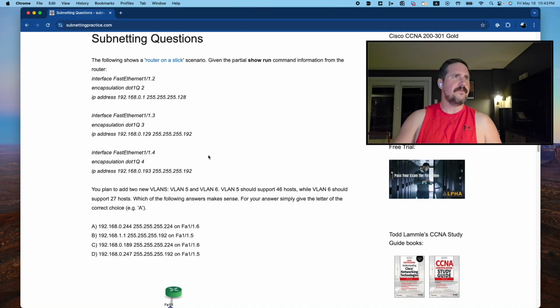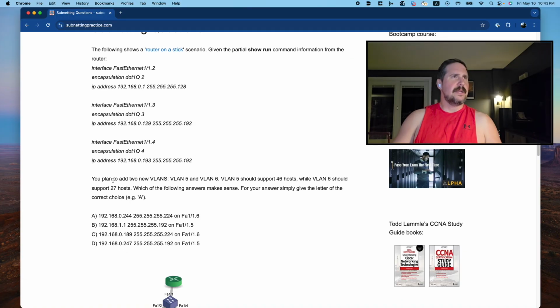Okay, and then the following is a third one, 1.4. You plan to add two new VLANs, VLAN 5 and VLAN 6. VLAN 5 should support 46 hosts, while VLAN 6 should support 27 hosts. Which of the following answers makes sense? For your answer, simply give the letter of the correct choice.